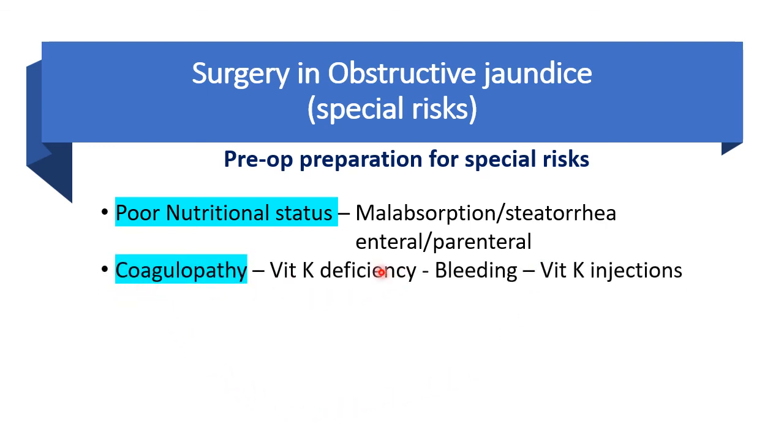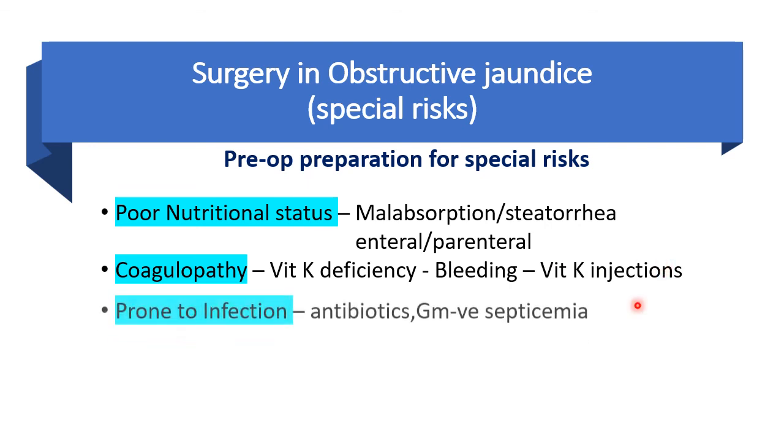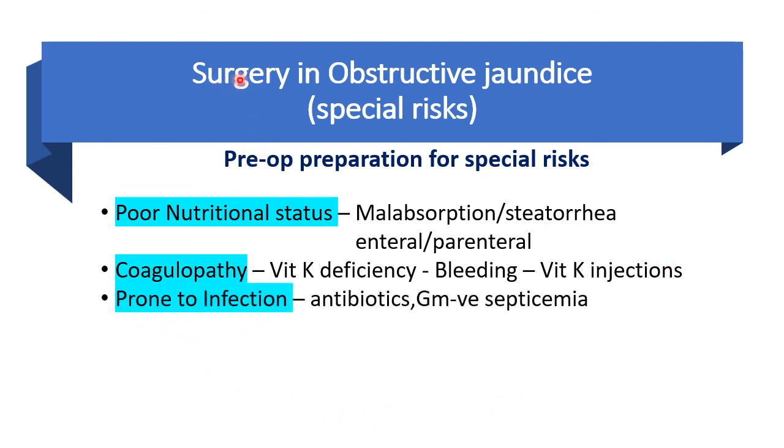Due to vitamin K deficiency, the patient will have some form of coagulopathy, and this has to be addressed, must be treated. Otherwise, you will have troublesome or serious intra-op or post-op bleeding. This can be done by preoperative vitamin K injections. Jaundice patients, especially obstructive jaundice patients, are prone to infection and they must be covered with adequate antibiotics, especially to prevent gram-negative septicemia, which is quite deadly in these patients.